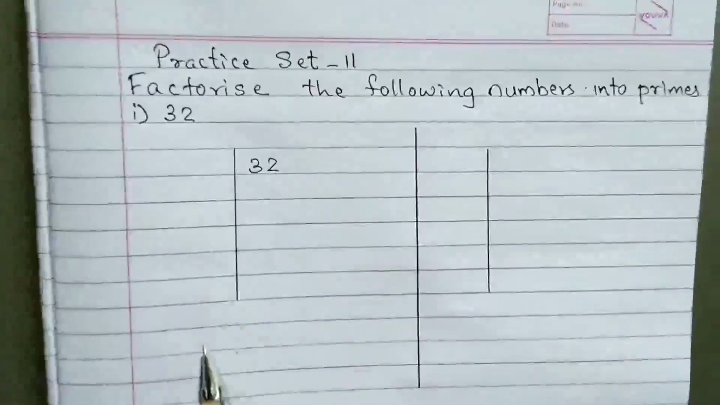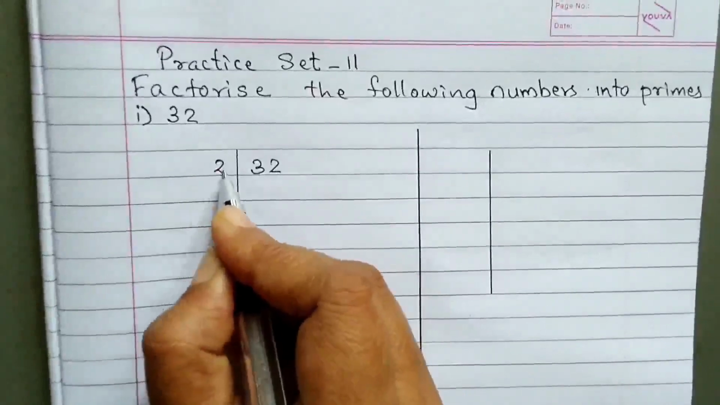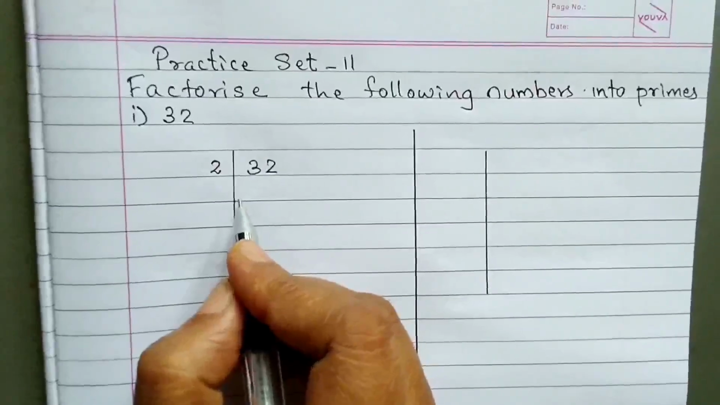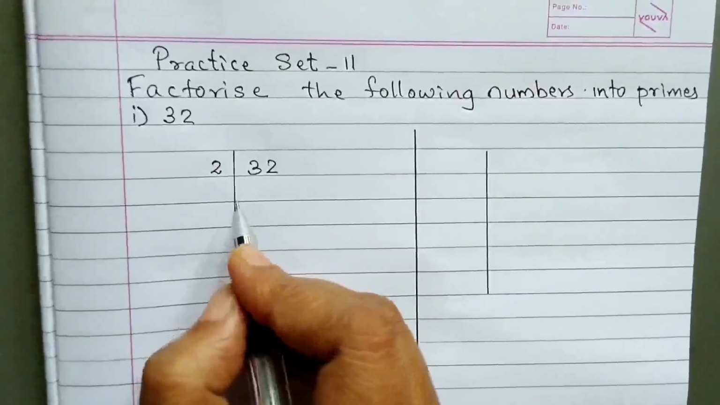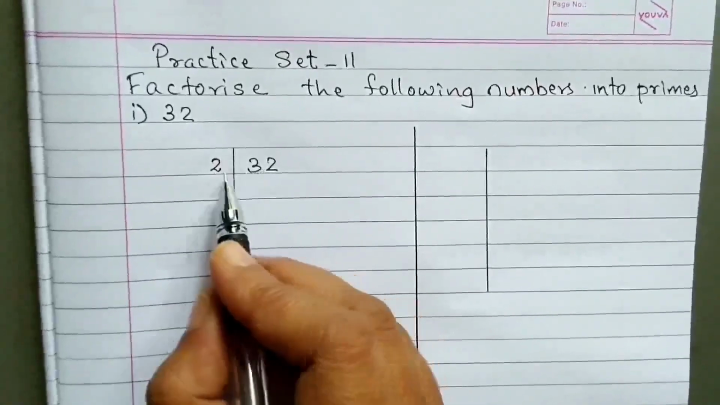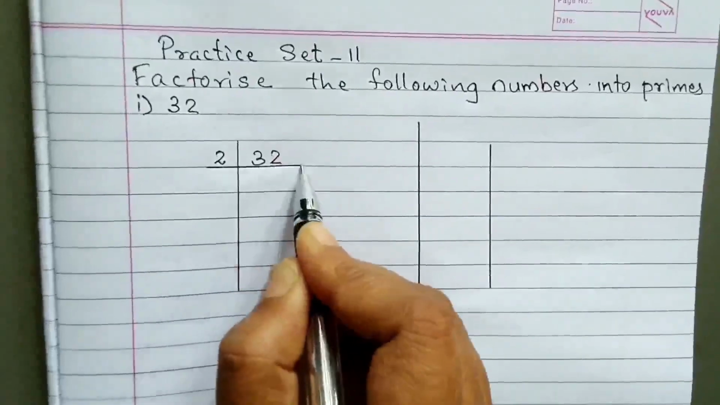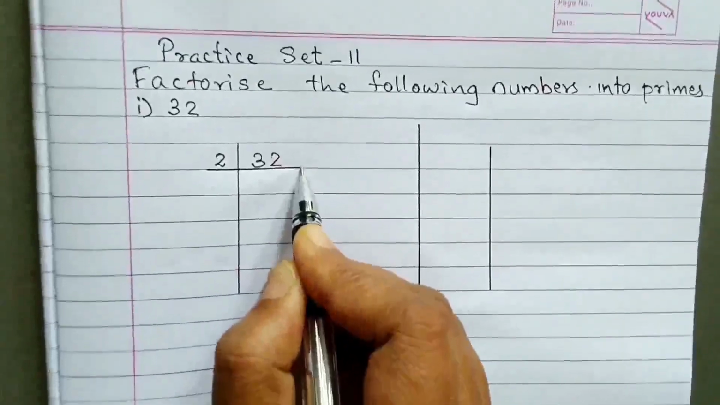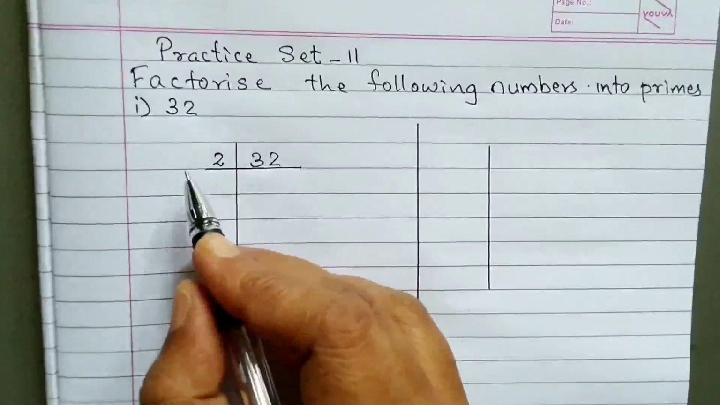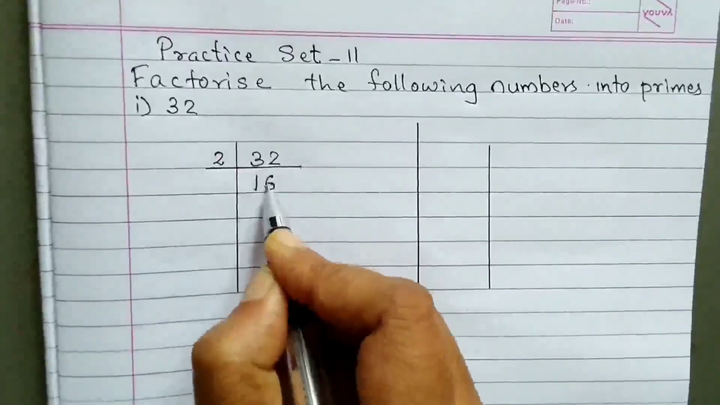32. You know that it's an even number, so it is divisible by 2. Whenever you factorize into primes, you start with the smallest prime number. If it is not divisible by that prime number, then you move on to the next prime number. So the smallest prime is 2, and 32 is even, so it's divisible by 2. So how many times will 2 go in 32? It is 16 times. If you don't know, divide 32 by 2 and see what quotient you are getting and write the quotient over here.